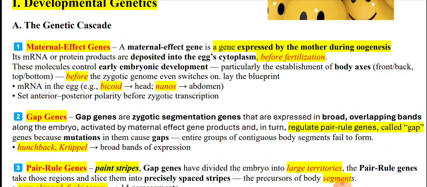It's kind of mind-blowing that the very first instructions don't even come from the embryo's own DNA. It really is. These genes, they're expressed by the mother while she's forming her eggs. That process is called oogenesis. And the actual products, the mRNA or the proteins, they get physically deposited right into the egg cytoplasm before fertilization. Wow. So the mother literally packs the instructions into the egg beforehand, setting the stage.